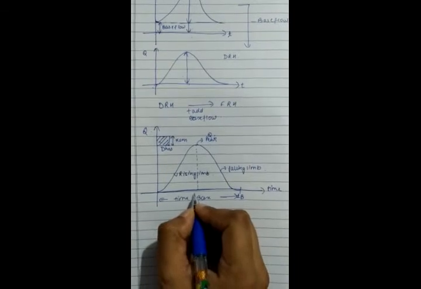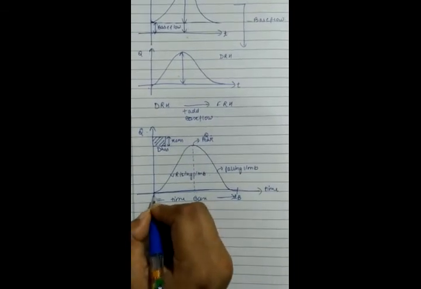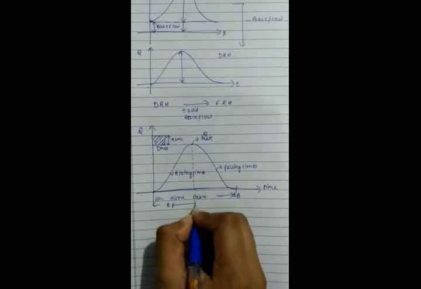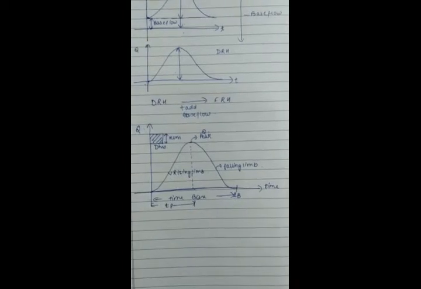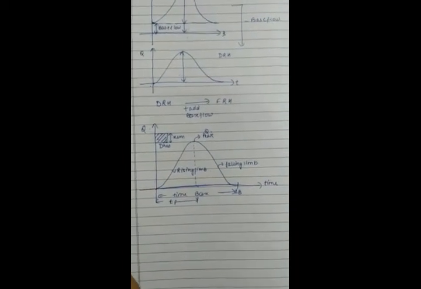Now, the time that I take to reach the peak from the beginning of the runoff, this is the time when the runoff starts building up from 0 to here. Whatever time it takes to reach the peak, that is called time to peak.